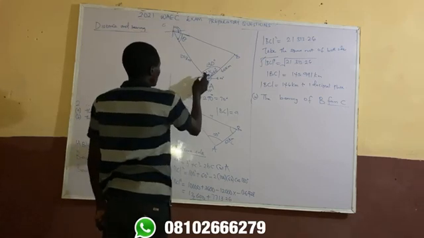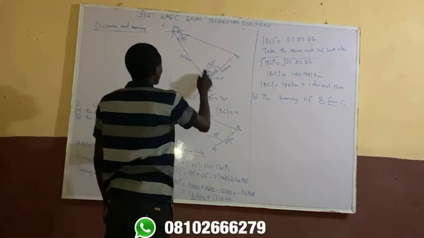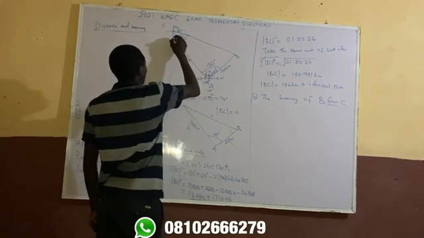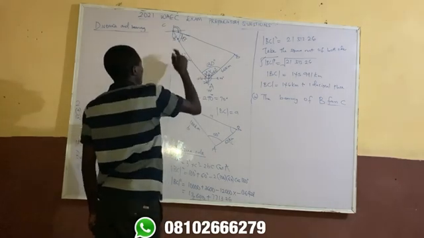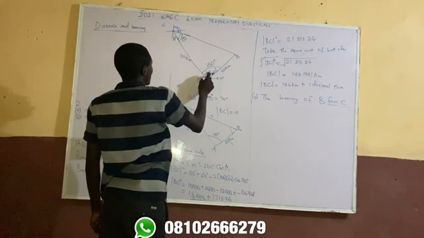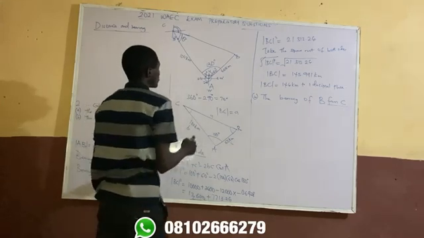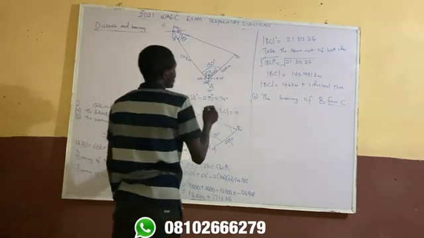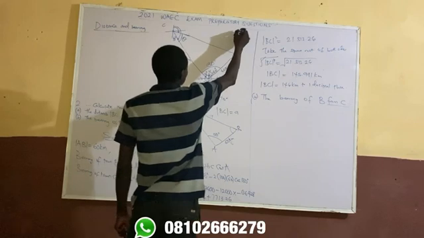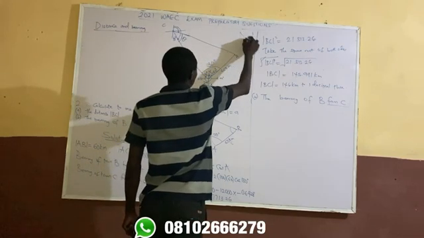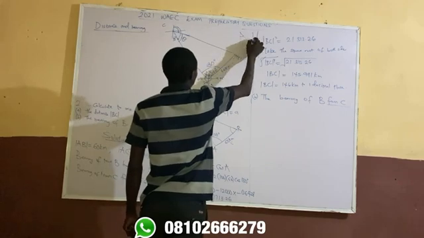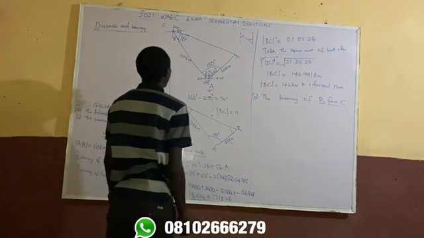You need to consider this also. 70 degrees is alternate to this angle. It means this and this are alternate angles. When you have two parallel lines like this, this angle is equal to this angle. This is what alternate angles mean.